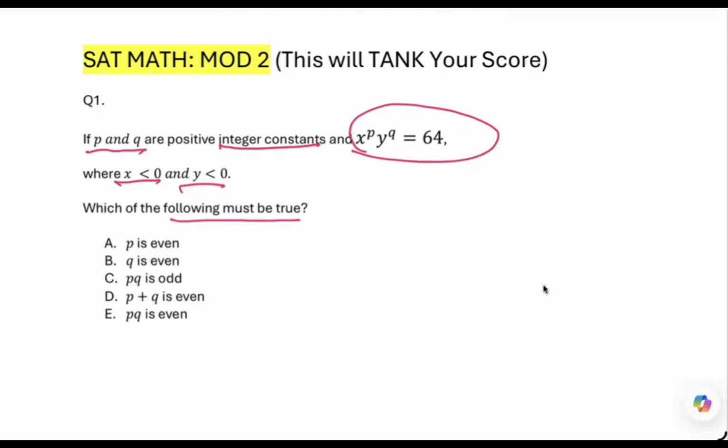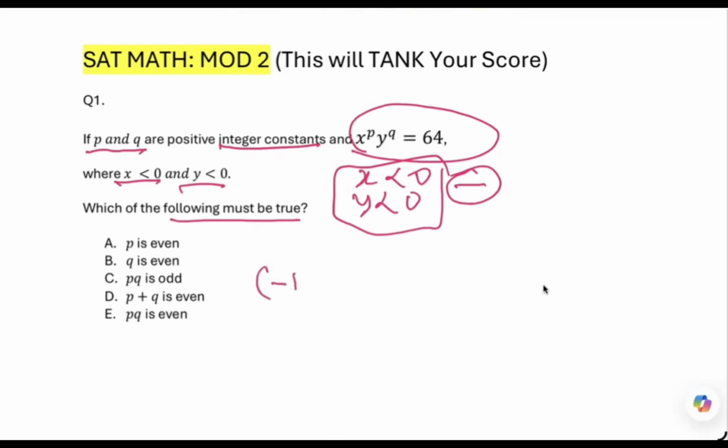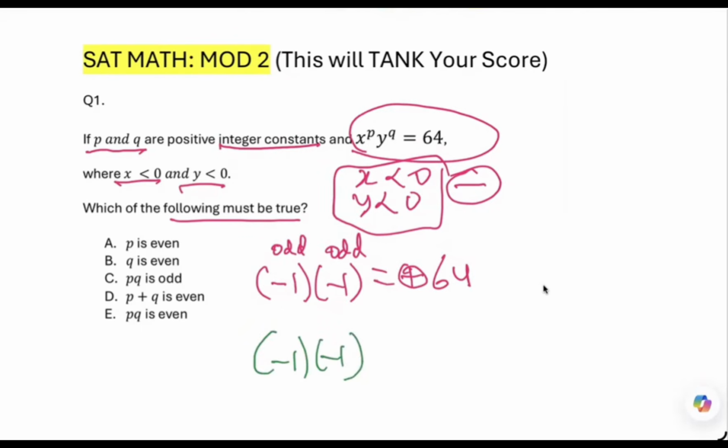Now, there are certain things they've given you. x is less than 0. y is less than 0. That means these are all negative numbers. Then you ask yourself, these negative numbers multiply to give you a positive number. Therefore, there's a certain condition. We have a negative multiplying. They can be odd numbers together. They can give me positive number 64. Or these negatives multiplying, the exponent has to be even. They can still give you a positive 64.